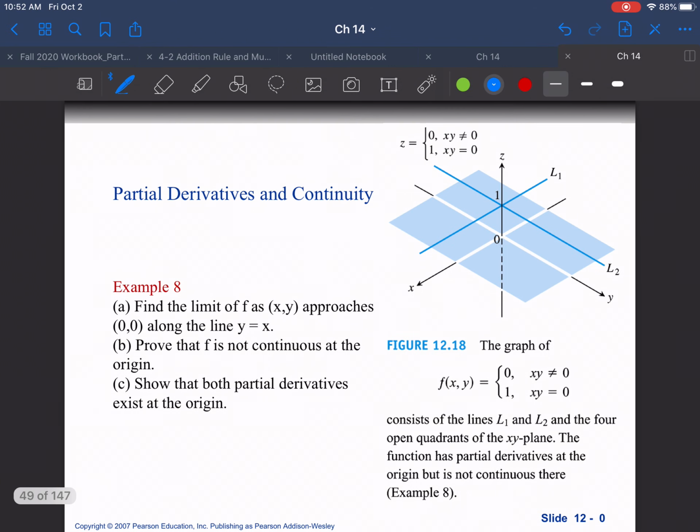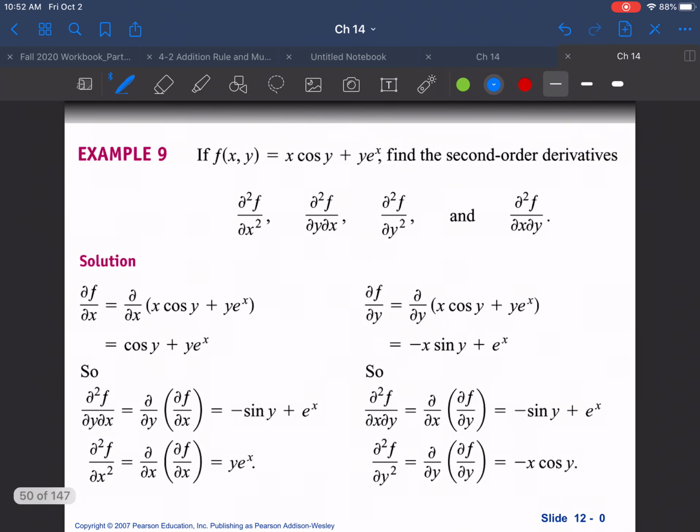All right, partial derivatives and continuity. Here we're looking for an example. You can find the limit as f of x approaches there along the line y equals x, and all this kind of stuff. So what we're looking at in this graph is we want to see if f is continuous at the origin, and by that, we use our partial derivatives to look at it in each direction.